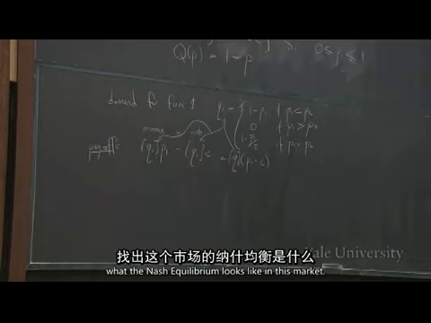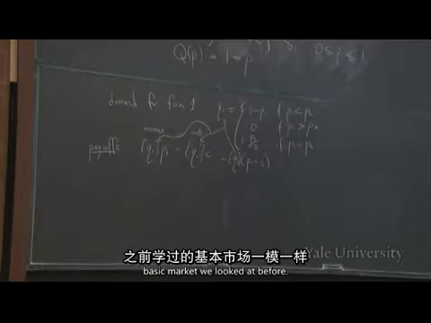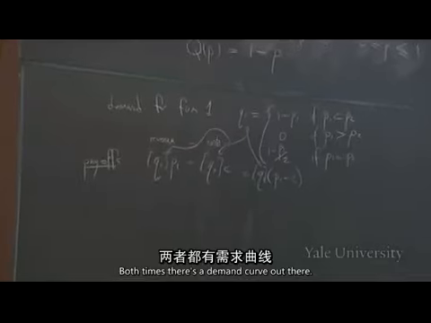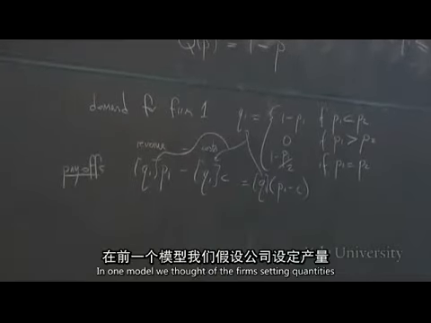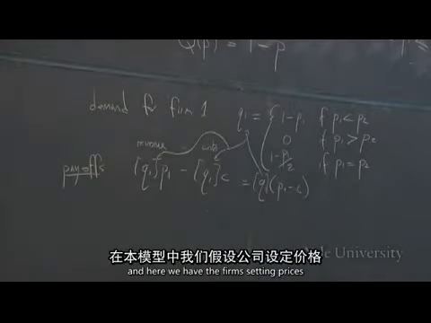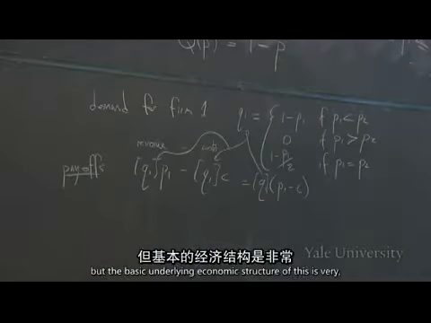in this market. And just before we go any further, notice that really this is the same basic market we looked at before. Both times there's a demand curve out there. In one model we thought of the firm setting quantities and the market determining prices. And here we have the firm setting prices and the market determining quantities. But the basic underlying economic structure of this is very, very similar.